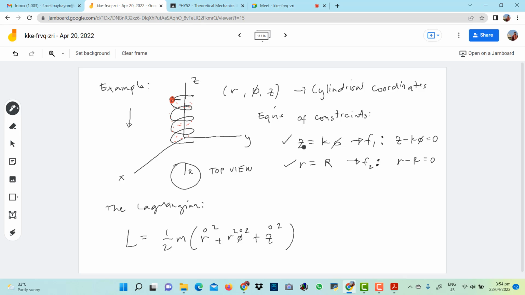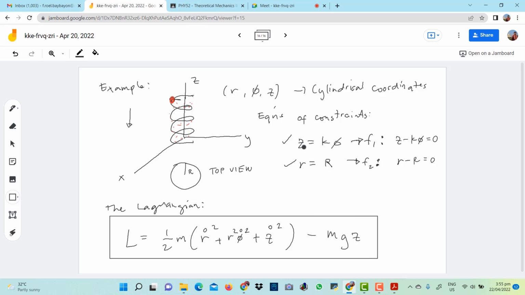That's the kinetic energy, while the potential energy is just m g times z, because your mass is located above the origin, at a position equal to z. So we have minus m g z. This is now the Lagrangian.